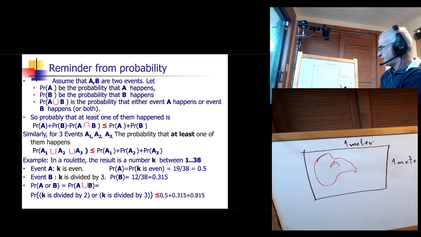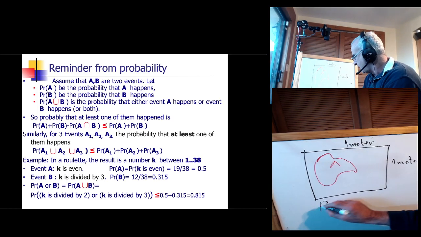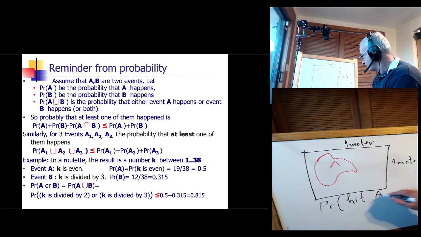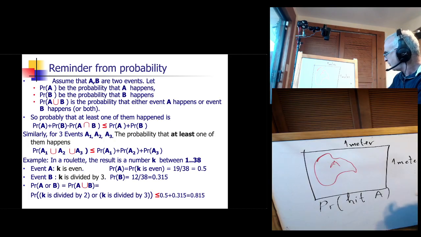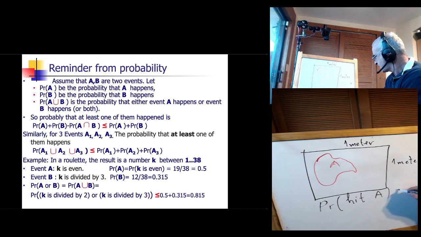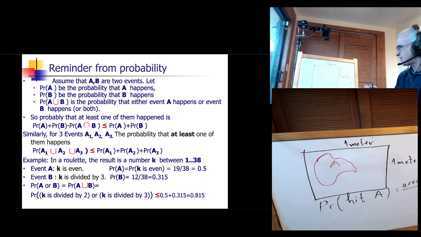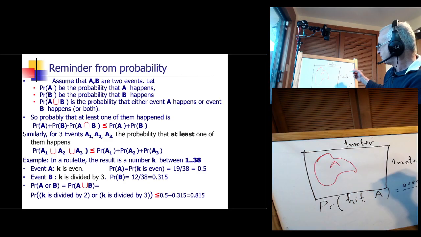Then the probability that I hit A, that is, that my target is inside A, is just the area of A divided by the area of the whole thing, which is just 1. So I just ask what is the area of the set A.